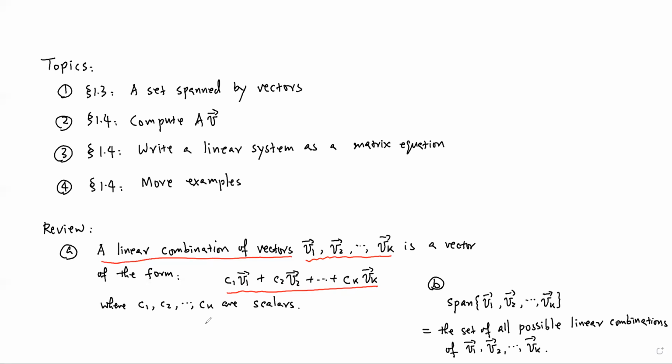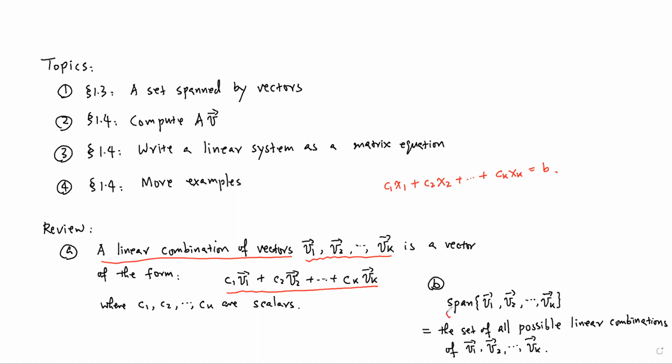It is similar to a linear equation. Linear equation is a scalar times a variable plus a scalar times a variable, and so on. An equation of this form is a linear equation. Similarly, a vector of this form, a number times a vector plus a number times a vector plus a number times a vector, and so on, is a linear combination.